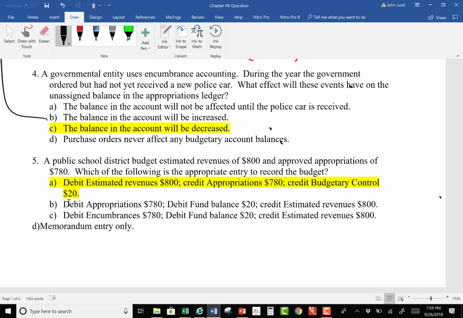A public school district budgeted estimated revenues of 800,000 and approved appropriations of 780,000. Which of the following is the appropriate entry to record the budget? Debit estimated revenue 800,000. Credit the appropriation 780,000 and credit the budgetary control for the difference of surplus, right? Okay, so we won't make the questions too difficult like the one we just looked at before, but you will have some like that, so you have to know what you're doing to be able to answer these, okay?